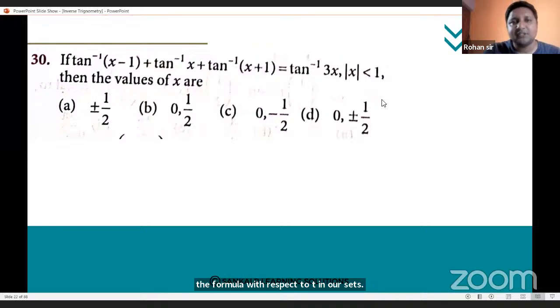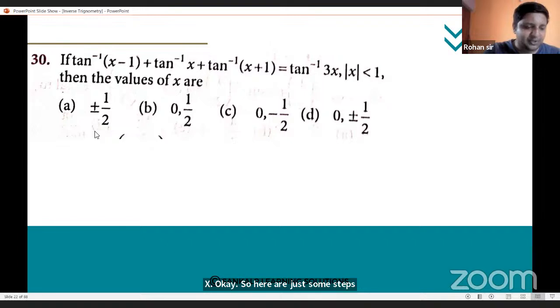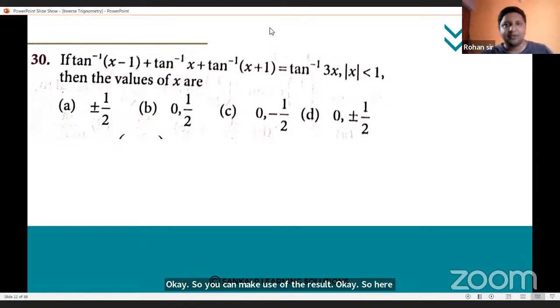Equate the coefficients, you will get a quadratic equation. Simplify it, you will get the value of x. Here I will be explaining just some steps, and you can make use of the result. The first two steps I will explain, and then the rest you can simplify. Okay, pay attention here.